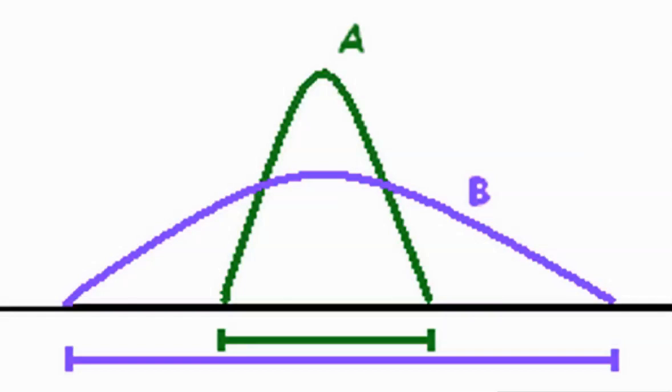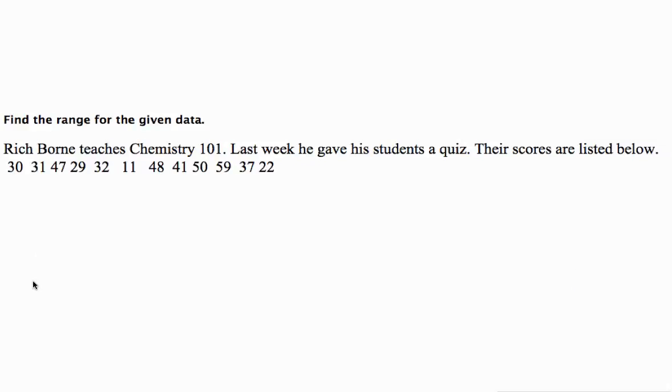Let us find another example. Here we have Richborn, who is teaching chemistry, and he gave his students a quiz. Here are the scores of the students. What is the range? The range is, again, the maximum value minus the minimum value. The maximum value here, if you search carefully, is 59. So 59 is the largest value. And the minimum value is probably 11. So 59 minus 11 is 48. So the range is 48.